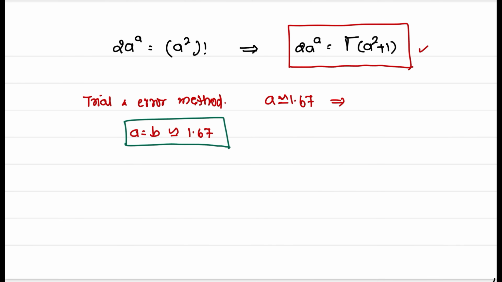If a is equal to 1, b is equal to something like 2.56. If a is equal to 1.67, we get a b value as 1.67. If a is equal to something else, we will get some other value of b. That means it has an infinite number of solutions, provided we define the factorials of a fraction. That definition comes from gamma function.